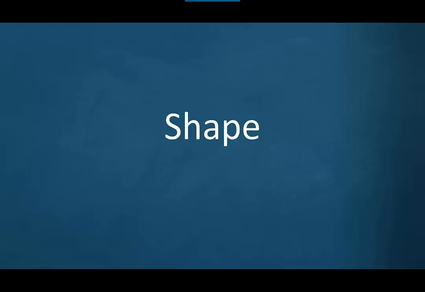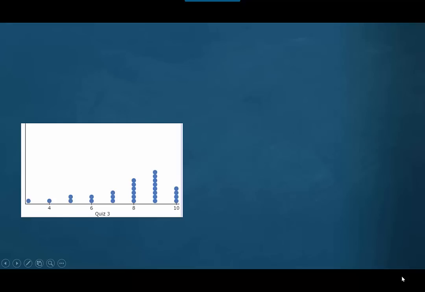Let's talk a little bit about the shape of the graph. We've seen in an earlier example a graph that we said was bell-shaped, right? So let's look at some other common shapes. The graph on the left are the grades for a recent quiz that I gave. Now this is an example of a left-skewed graph.